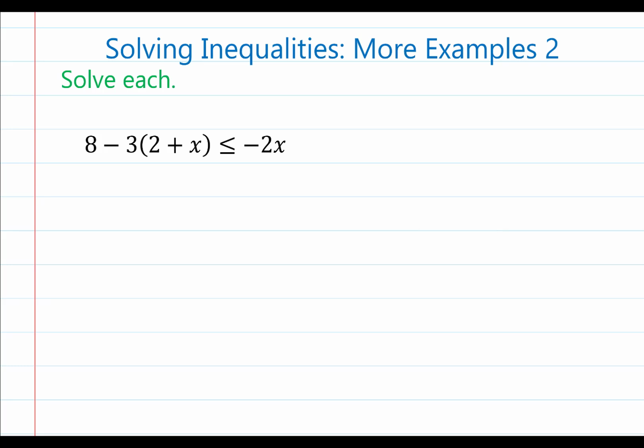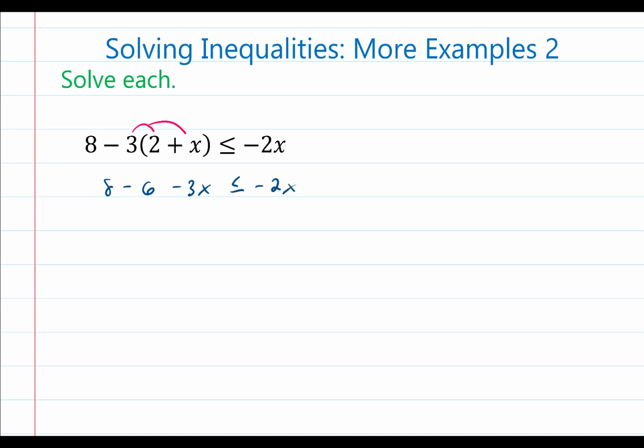We have 8 minus 3 times the quantity 2 plus x is less than or equal to negative 2x. We need to start by distributing the value of negative 3 to the expression inside the parentheses. This gives us 8 minus 6 minus 3x is less than or equal to negative 2x.